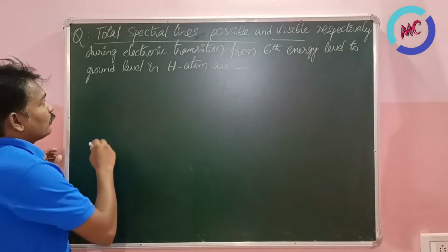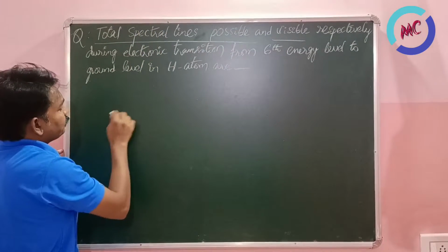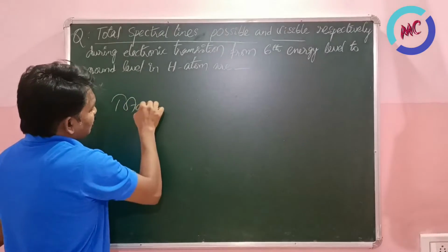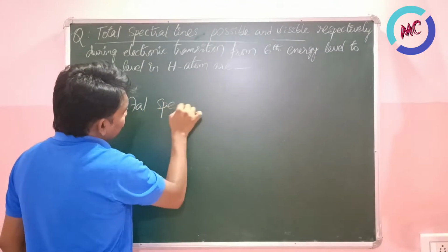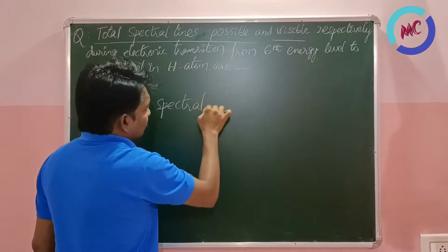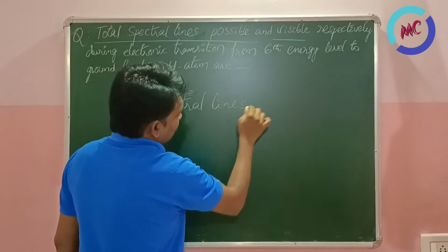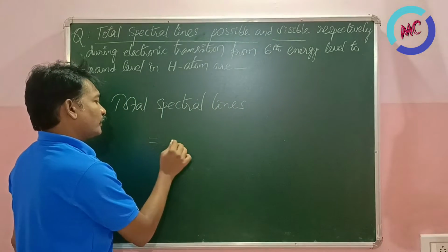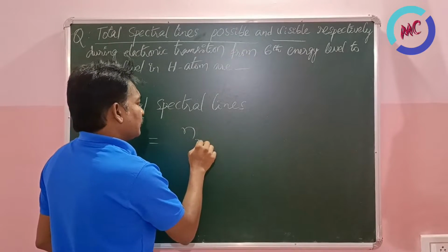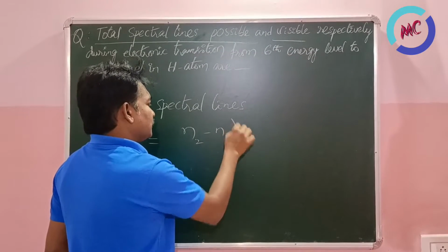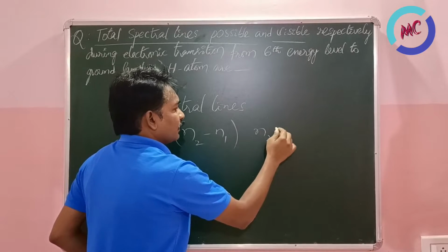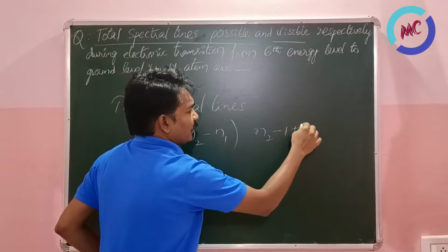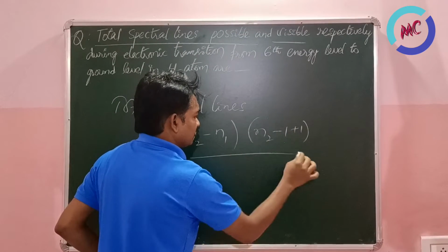See here there is a formula to find out total spectral lines. Total spectral lines is equal to (N2 minus N1)(N2 minus N1 plus 1) by 2.